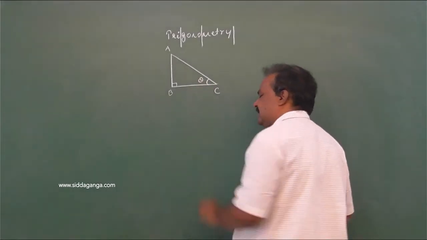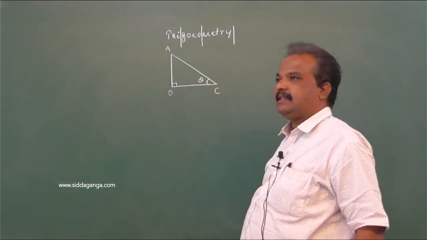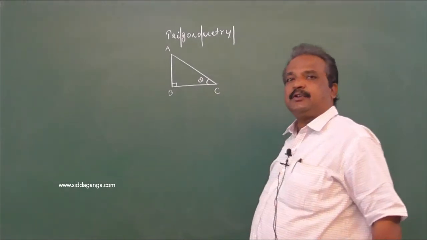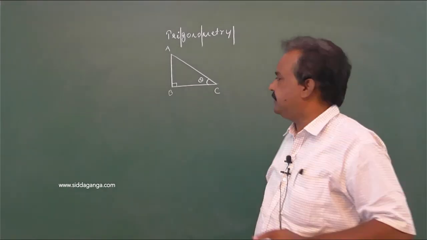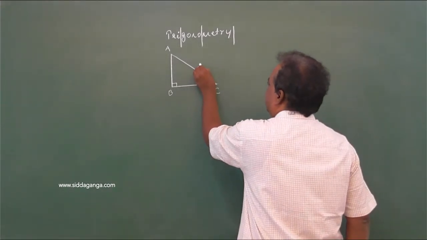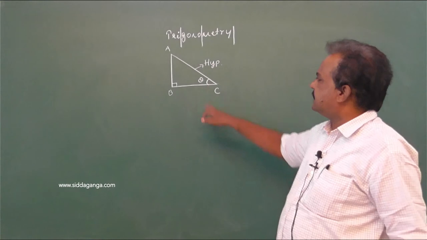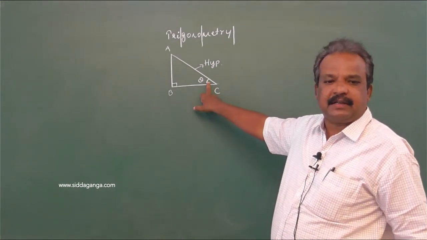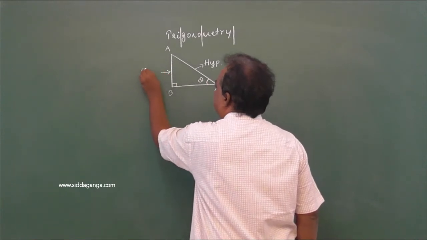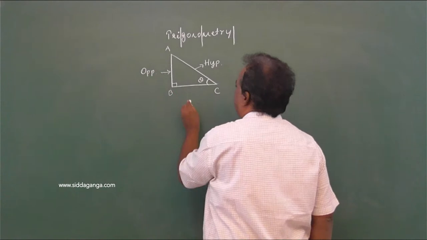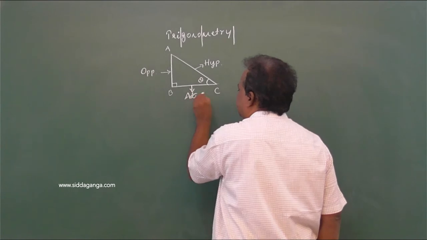Let us take that reference angle as theta. And as you know already, the longest side of a right angle triangle is the hypotenuse. So you can call the hypotenuse AC. AC is the hypotenuse. The side opposite to theta, which is the reference angle, is the opposite side. And the remaining side, which is adjacent to theta, is called the adjacent side.